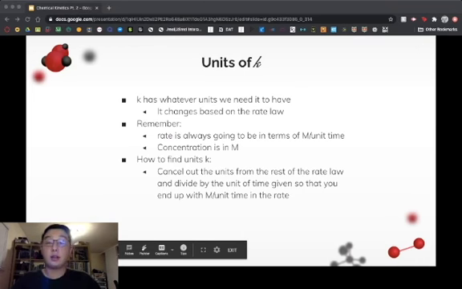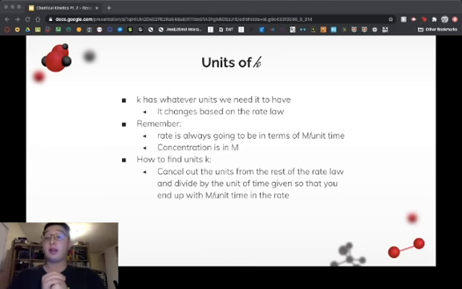All right, so another common question on the multiple choice portion of the AP exam, actually sometimes on the free response as well, is just finding the units of K. K basically just has whatever units we want it to have. It changes based off of the rate law.